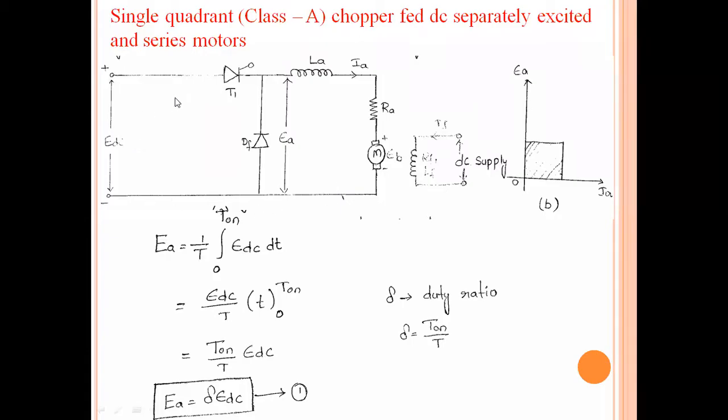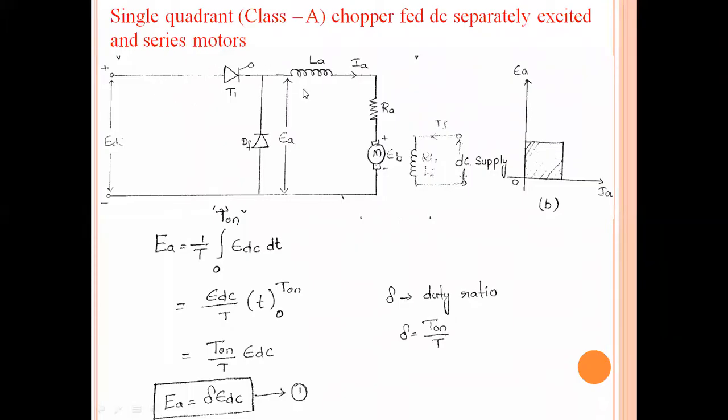And you can see this is the circuit diagram of single quadrant chopper, which is connected to a separately excited DC motor. You can see the motor armature winding is LA, armature resistance is RA, and the back EMF is EB, and the field winding is separately excited, having RF and LF as the field resistance and field inductance, and the current through this field is IF. So this is a separately excited DC motor.